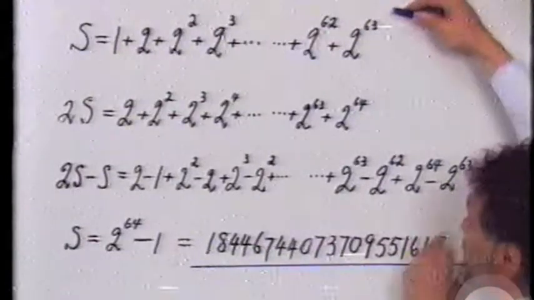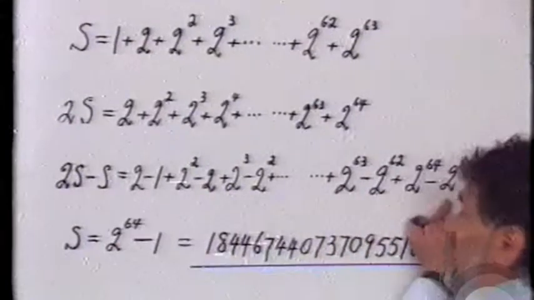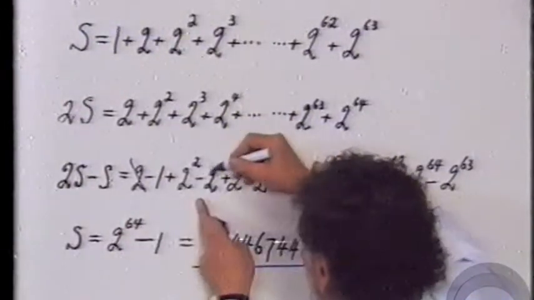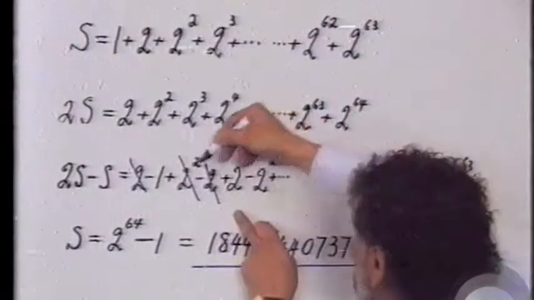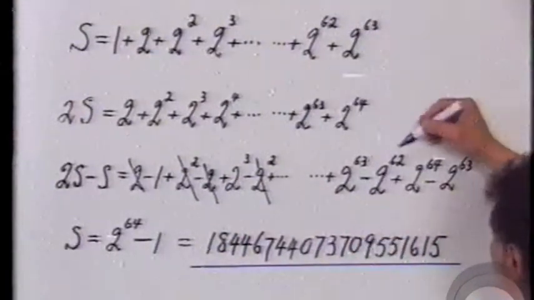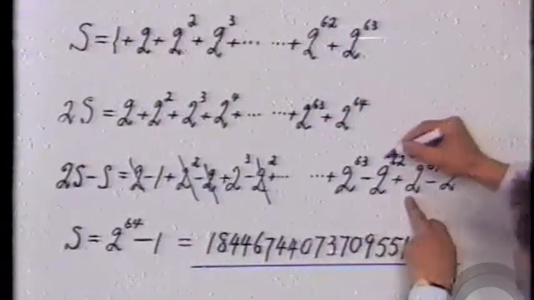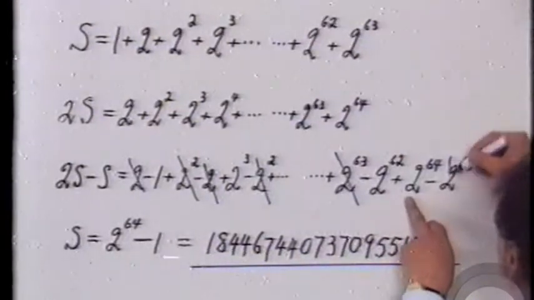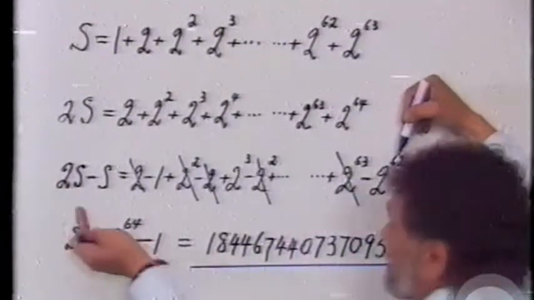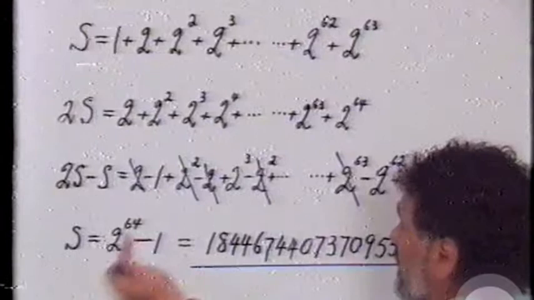to the 63. If you examine this very closely, you will find that all the terms in this equation here will cancel out except for the 2 terms. And this will cancel out with that one, and 2 squared will cancel out with minus 2 squared, etc., all the way until you will find that the only thing that will be left here will be 2 to the power of 64. So 2 to the 63, for example, will cancel out with minus 2 to the 63, and there'll be another one that corresponds to this. So the sum, 2s minus s, which equals s, will be 2 to the power of 64 minus 1.